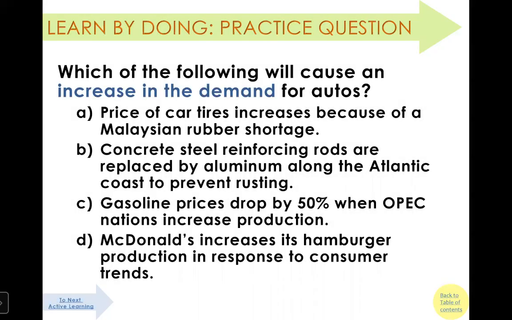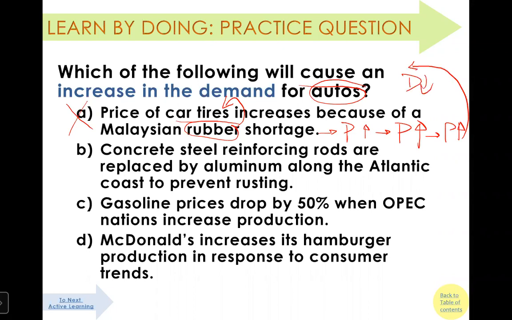Okay, so there's another practice question. This one asks which of the following will cause an increase in the demand for cars. Right? So A, price of car tires increase. Actually this is going to lead to a demand decrease, right? Because when the price of car tires increases, it usually makes the car more expensive. But how do we understand the car tire increase because of a Malaysian rubber shortage? It's because rubber is the main input for car tires. So the shortage leads to the price of rubber increasing, then the price of tires increasing, then the price of the car increasing, and then demand decreasing. So this is not correct.